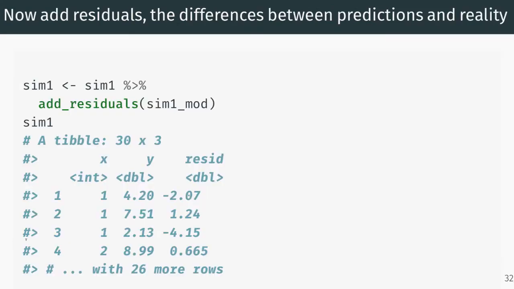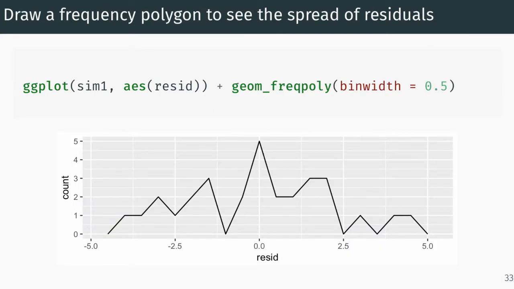Now we can add residuals, and the residuals are the differences between the predictions and reality. This is the difference between what we predicted and reality. And we can plot those. The residuals are going to be centered around 0. We can plot those using either a histogram or, in this case, a frequency polygon. And like the histogram, you should manually set the bin width and play with it. Don't just accept a default for that.